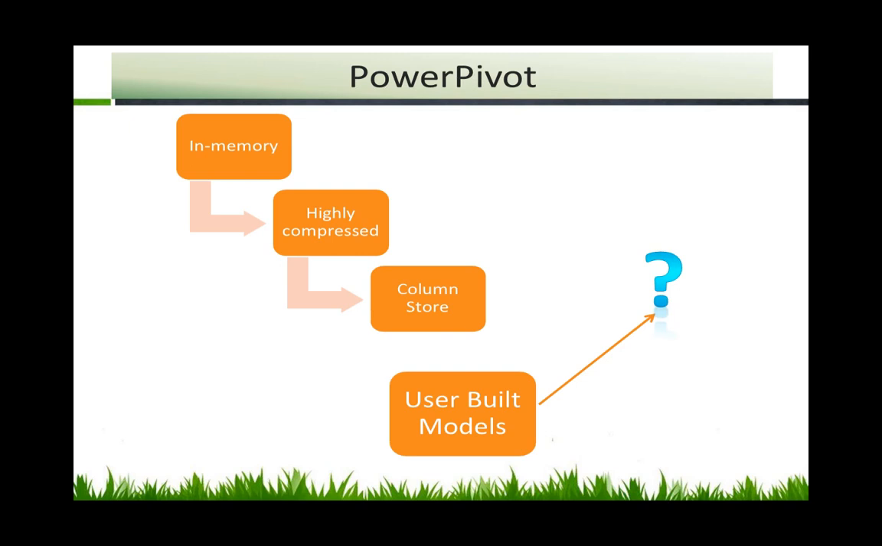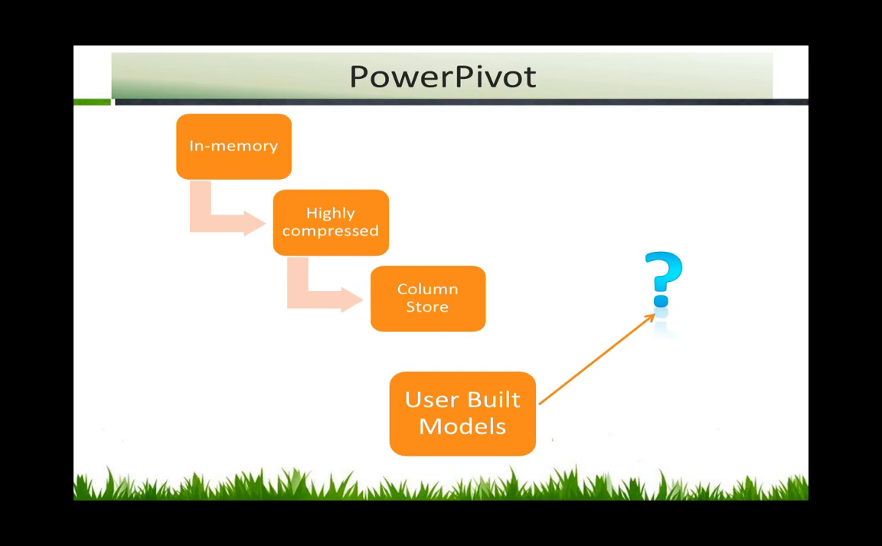So PowerPivot is three things. It's an in-memory, highly compressed column store. And that probably means very little to most of you, because what do those things actually mean? So in-memory is pretty simple. What it means is that a PowerPivot workbook doesn't sit on your disk and need to be read off the disk in a very slow manner. It takes all of the data that you've got and dumps it into RAM. As soon as it's in RAM, it's of course much, much faster.